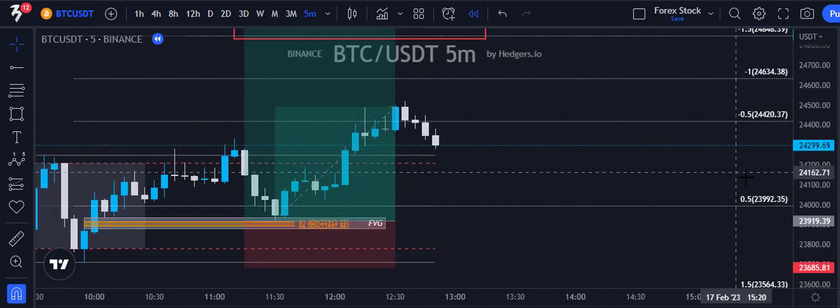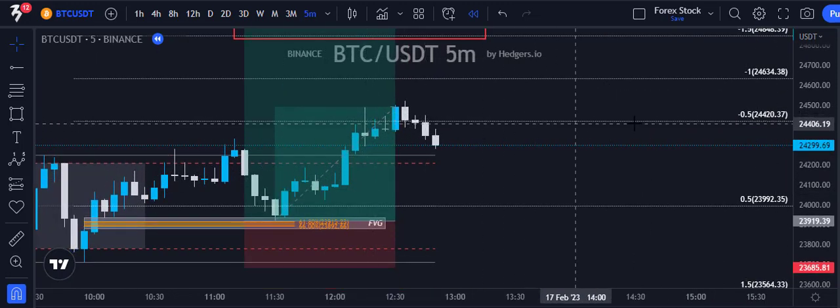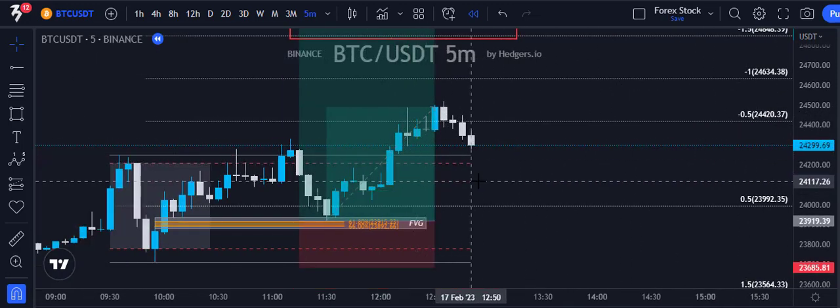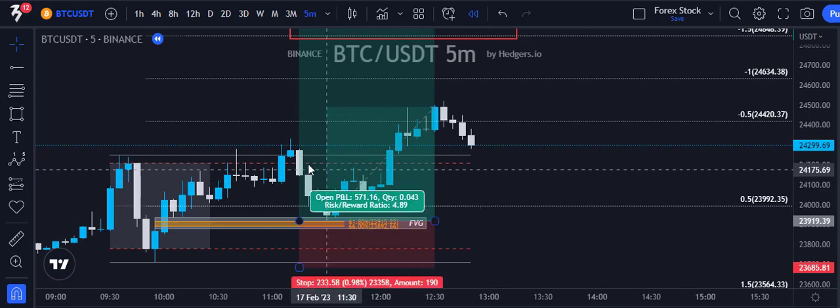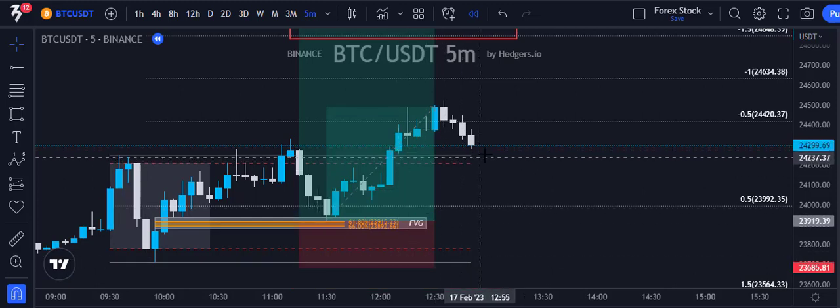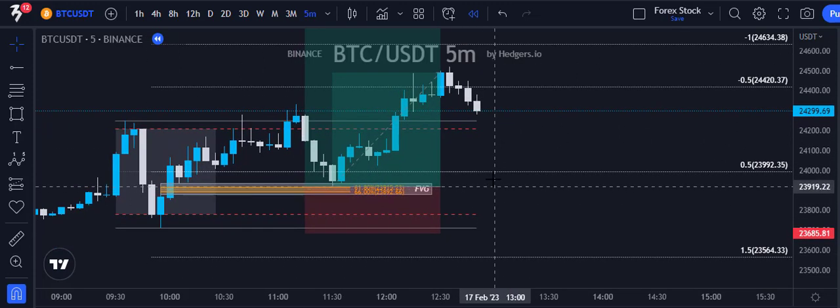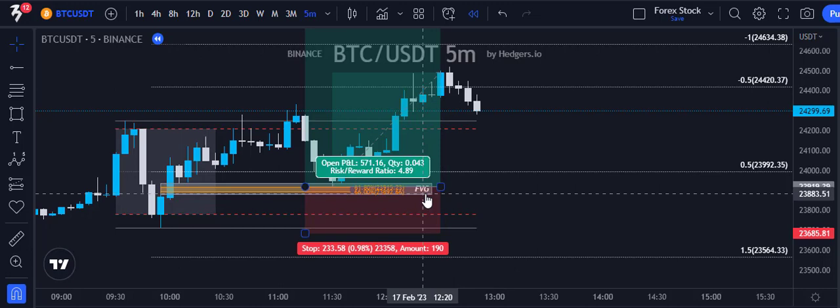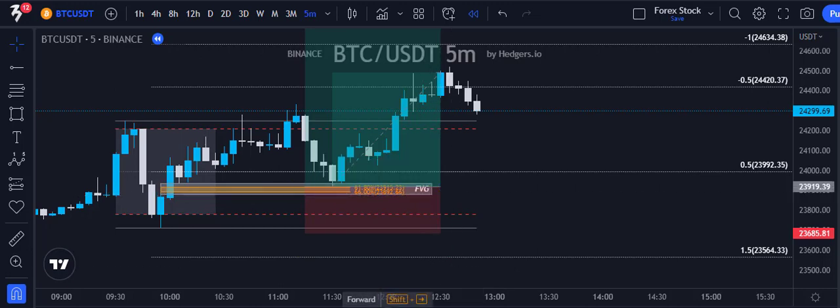Now you see here 0.5 is acting as a resistance right now, but as we already know, the DR low has been protected, so we are absolutely fine, and we are not worried until and unless the price goes below the 0.5 and the fair value gap of our entry.